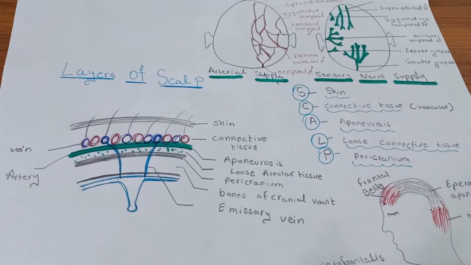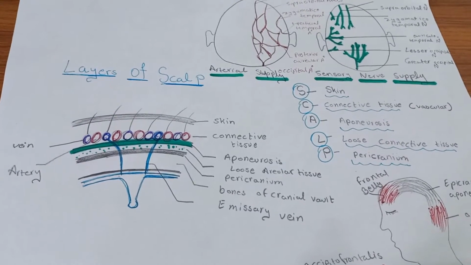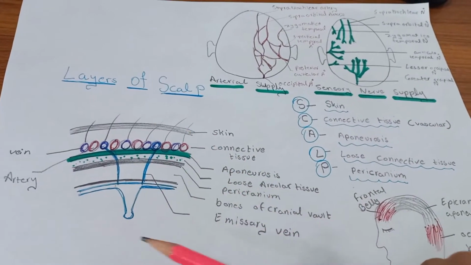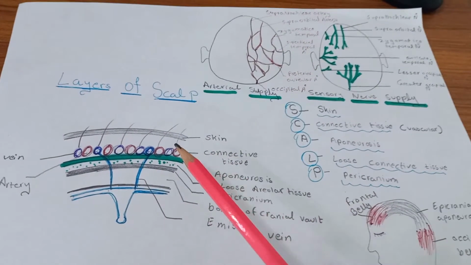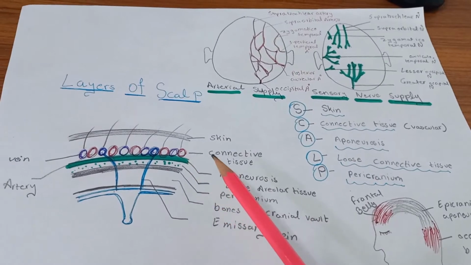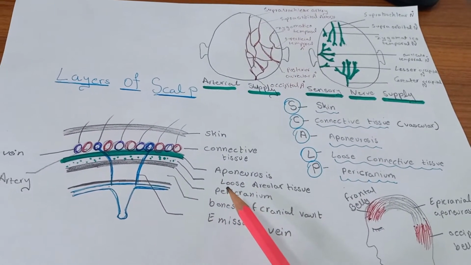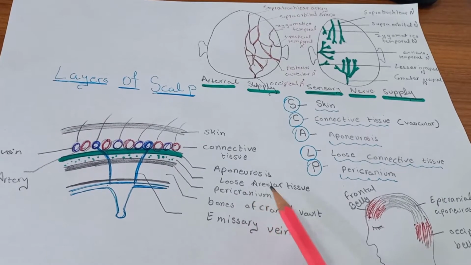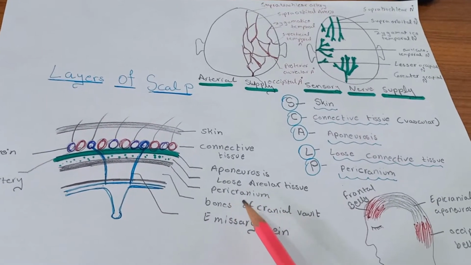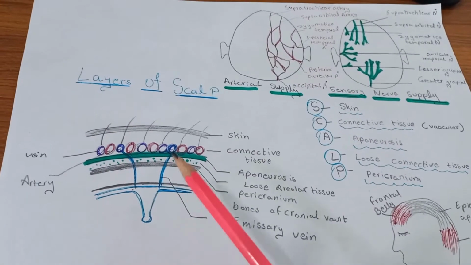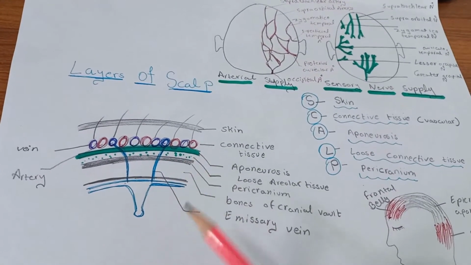Today we are going to discuss the layers of scalp. As you can see in this diagram, there are a total of 5 layers of scalp. First one is skin, second one is connective tissue layer, third one is aponeurosis, fourth one is loose areolar tissue, and the fifth one is pericranium. So I have drawn this diagram which shows these 5 layers.